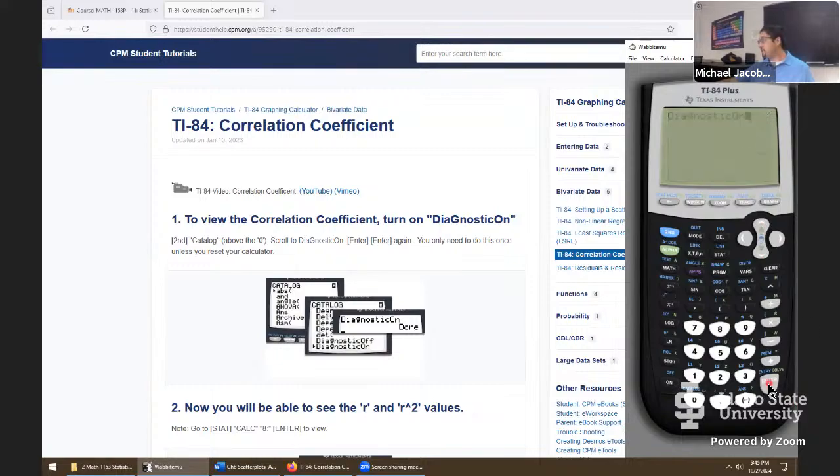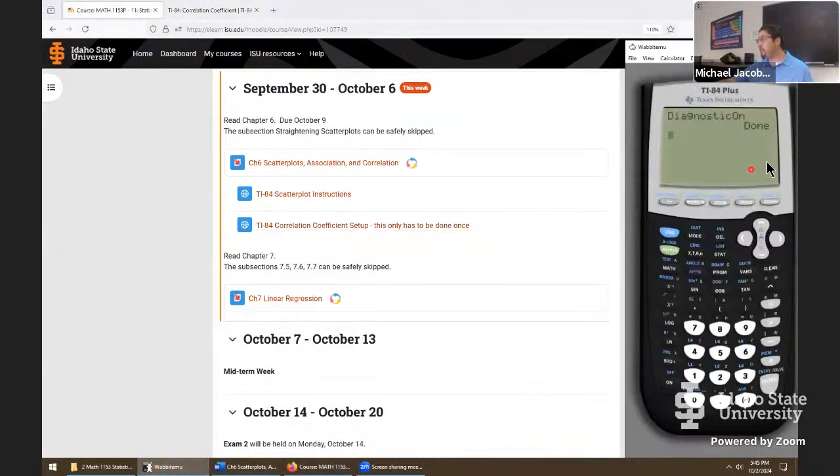Hit enter on that. Your screen should just say diagnostic on, but it's not done. Hit enter again, and that's what you're looking for. If your calculator says done at that step, then you never have to do it again, unless the memory battery fails, something like that, and your calculator gets reset. You may have to do it again in that context. Any questions, folks, with doing that operation?